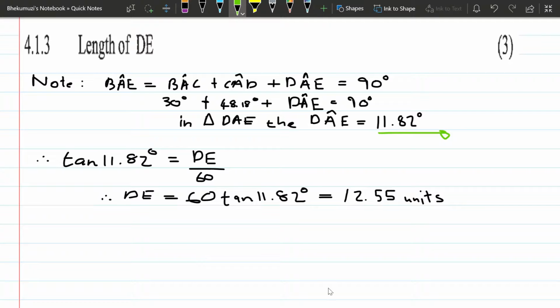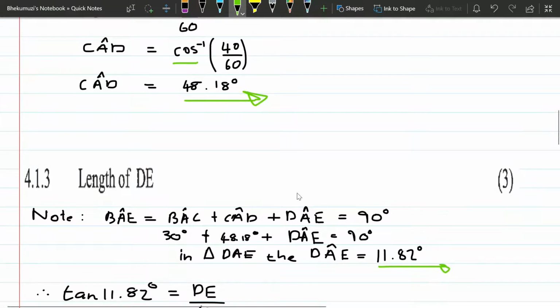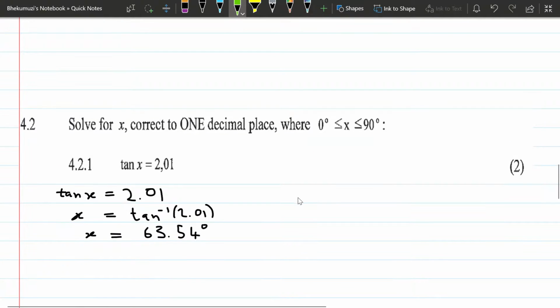Then we have to solve for x, correct to one decimal place, where x is between 0 and 90 degrees, and that's very important. If you get any answer that is not between 0 and 90 degrees, then you must have done something wrong. So we have 4.2.1. As you can see, the only thing you needed to do was take your tan and apply the arctan, so it's arctan 2.01, and that would give you 63.54 degrees.